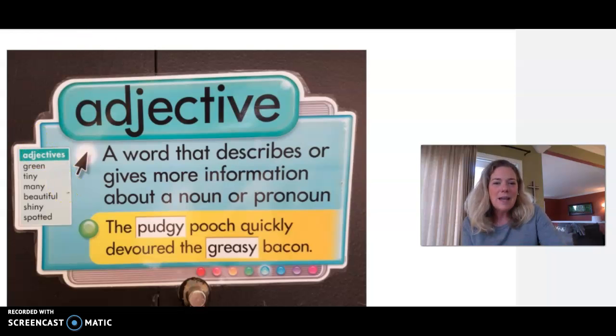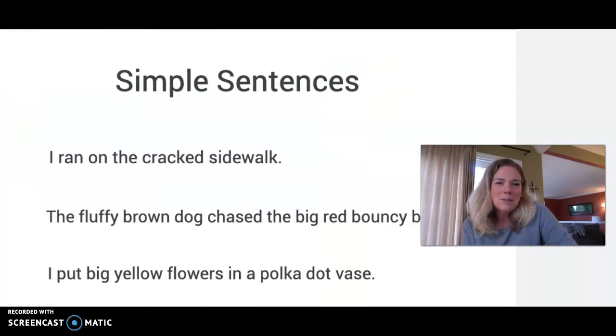So we took some of these adjectives and we put them into our simple sentences so that we could get a clearer picture of maybe what these sentences were trying to say. So I ran on the cracked sidewalk. Well, that describes that sidewalk, right? That noun is being described as being cracked.